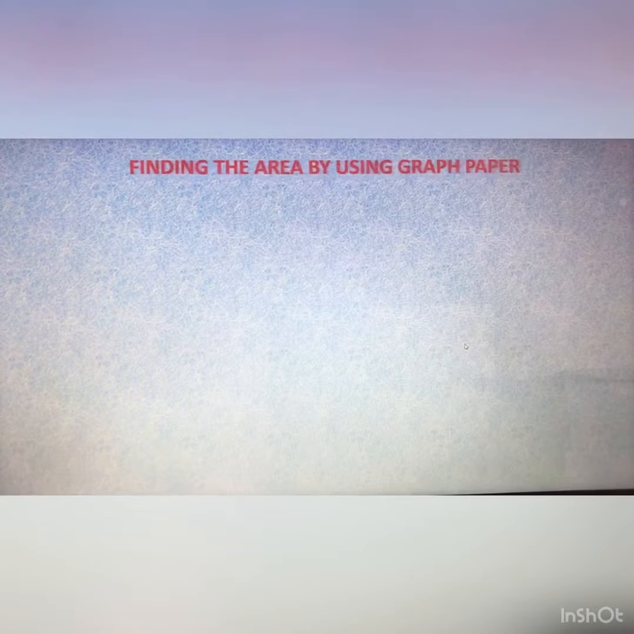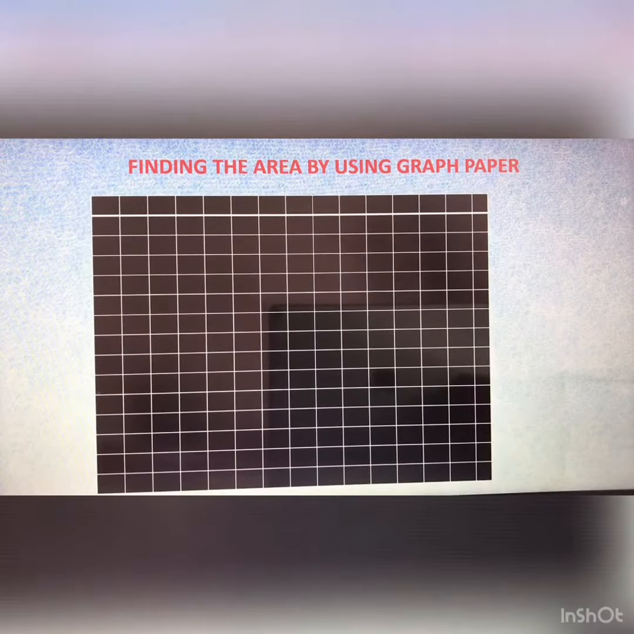Now moving to the next, finding the area by using graph paper. How can you find the area using graph paper? So let us see, this is a graph paper. Now we will take a triangle here, so you can see how many small squares are enclosed by this triangle. Yes, so you can say this is 1, 2, 3. So here there are 3 fully enclosed squares. So the area of this triangle is 3 square units.